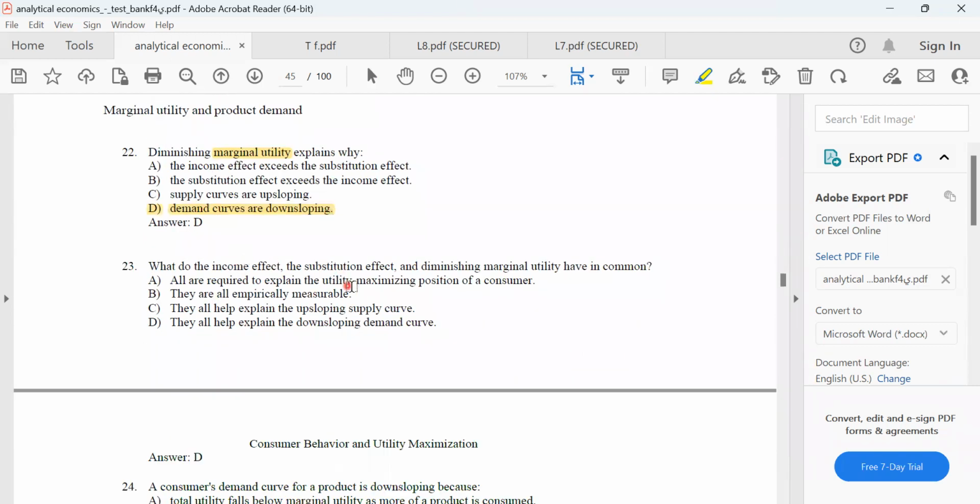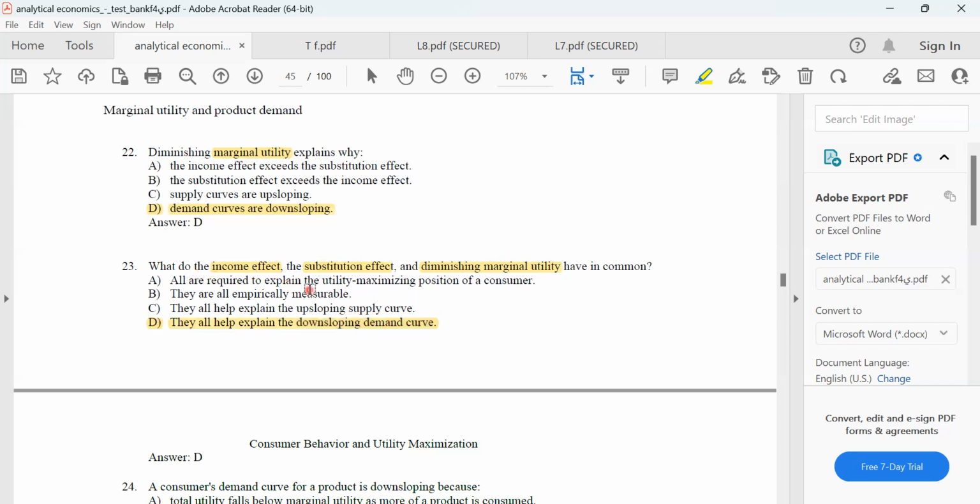What do the income effect, substitution effect, and diminishing marginal utility have in common? The income effect, the substitution effect, and the law of diminishing marginal utility all share one point: they explain the negative slope of the law of demand, or the negative slope of the demand curve.